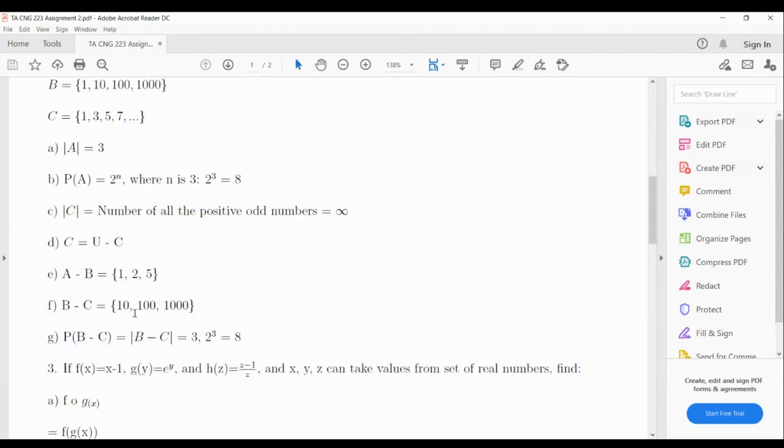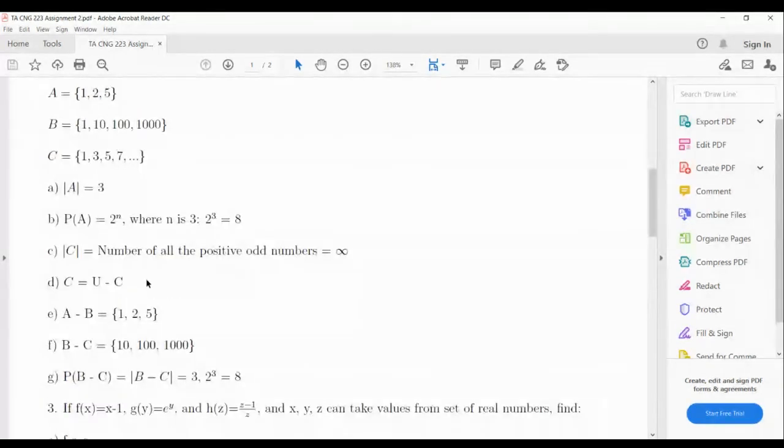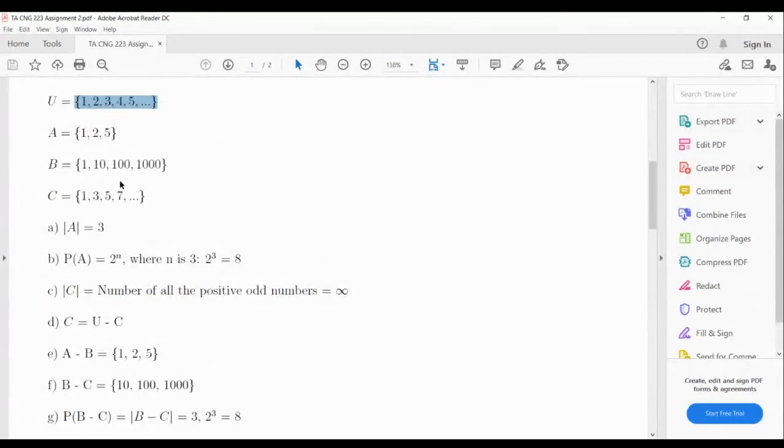Okay. And for A minus B, again, the answer is not correct because we are asking about the elements which are inside A, but not inside B. But B contains 1. So 1 shouldn't be inside this set. So the only elements A minus B should have are 2 and 5. It contains 2 elements only. Okay.